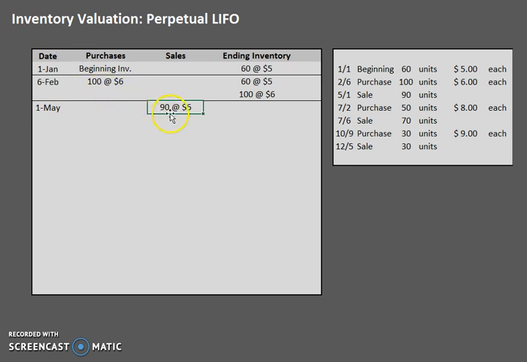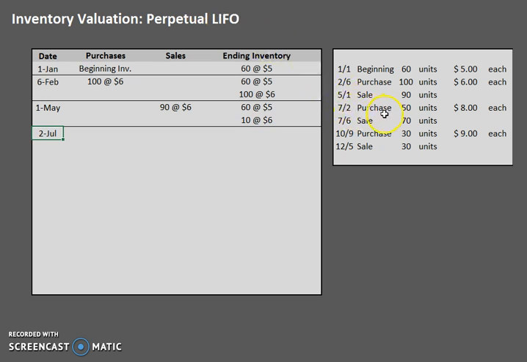We sold 90 units, which we paid $6 each for. And then in our ending inventory, we have 60 units at 5 and then 10 at 6. So as you can see, since we're using LIFO, we went to the last layer, 90 of those were sold, 10 of those remain. We didn't sell any of the next layer up, so all of those are remaining in our ending inventory. Okay, now let's take a look at our next date.